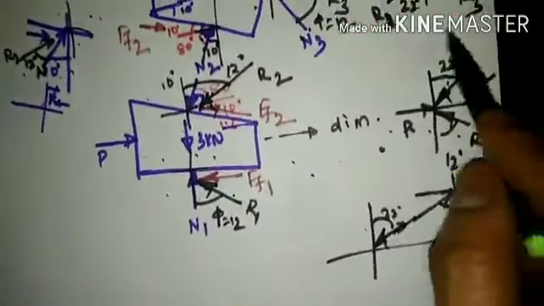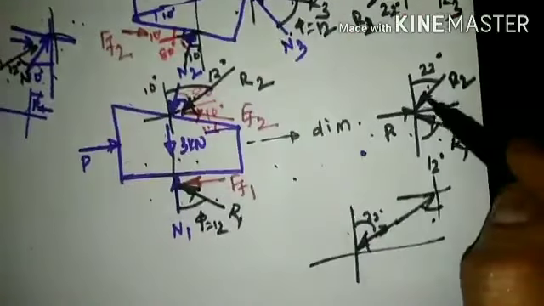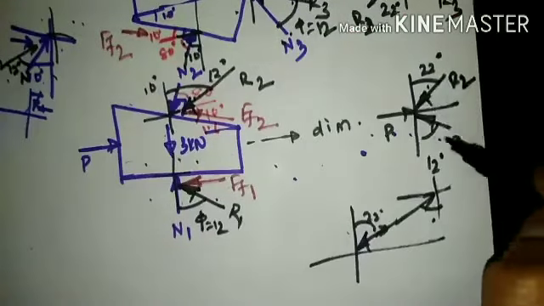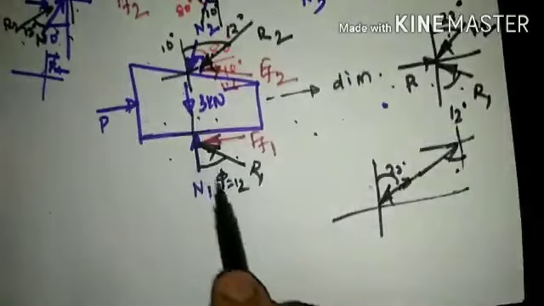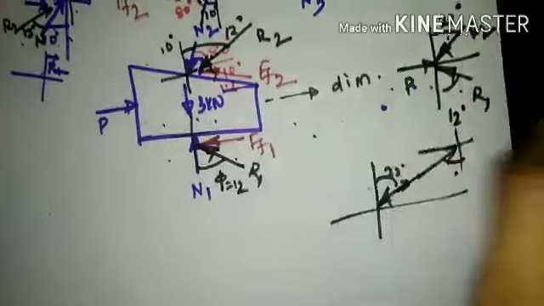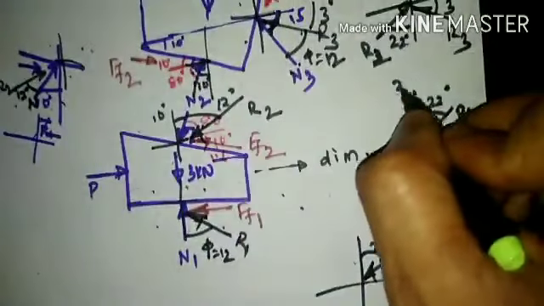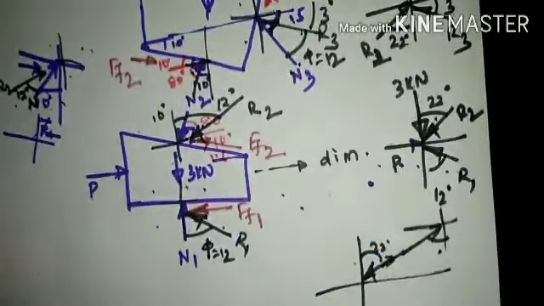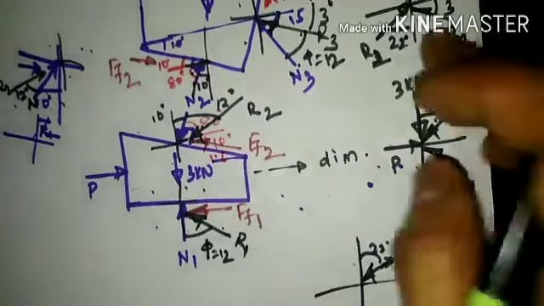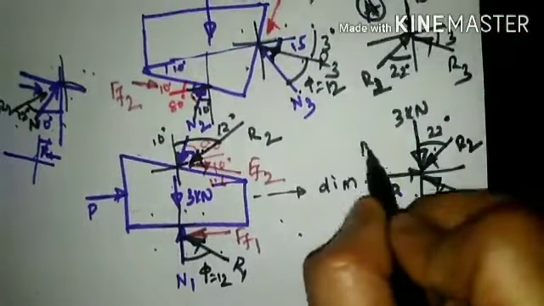Likewise, R2 will make an inclination of 22 degrees in the third quadrant. It will be transferred to the first quadrant as 22 degrees. R1 will make an inclination of 12 degrees in the fourth quadrant. P force is acting towards the right-hand side. Apart from that, the 3 kilonewton force also needs to be shown in the downward direction. So these are all the forces pertaining to block A and block B. Now we need to solve these particular blocks, this is for block A and this is for block B.